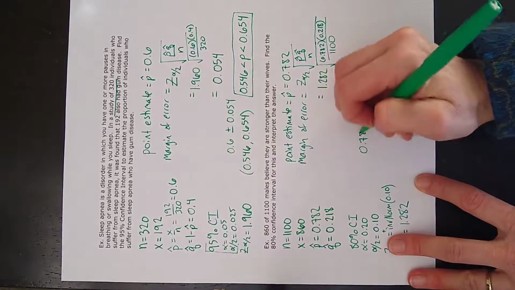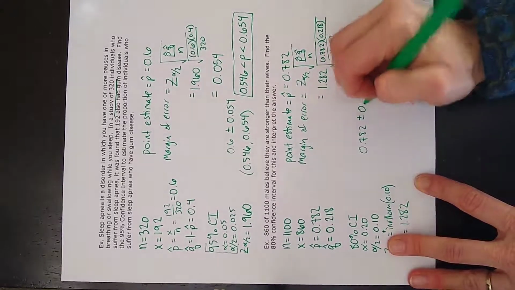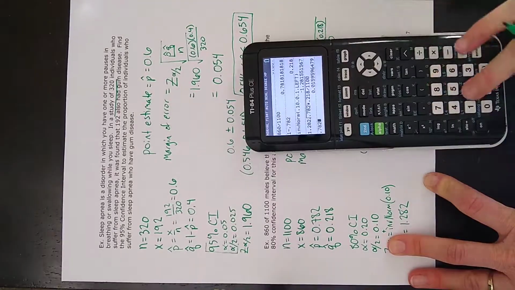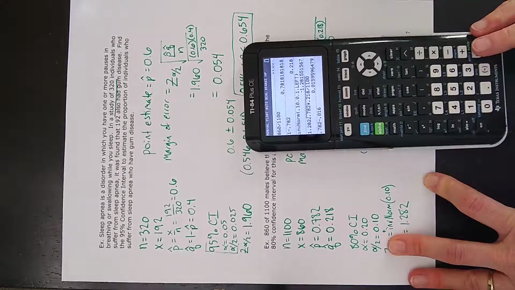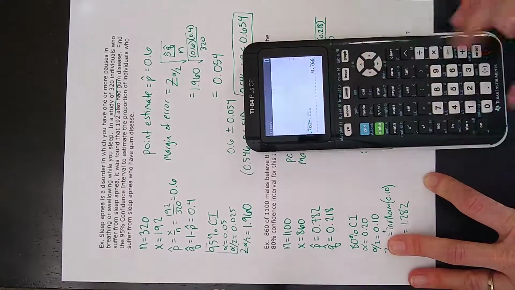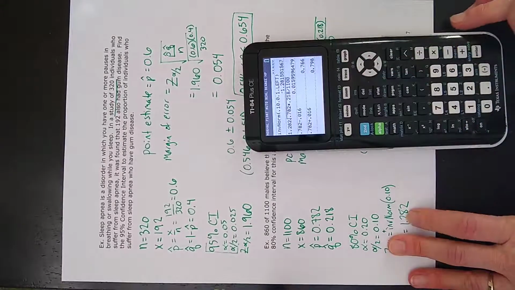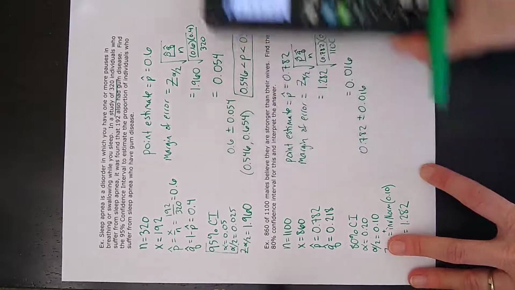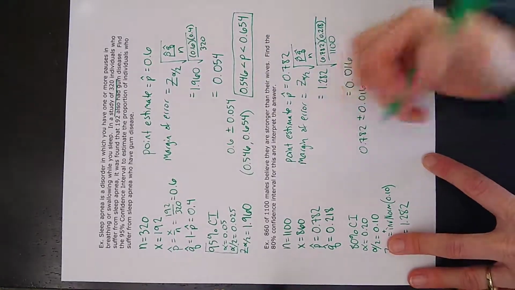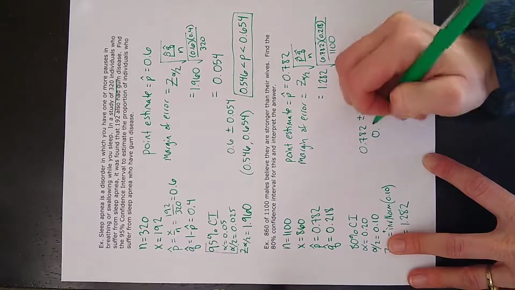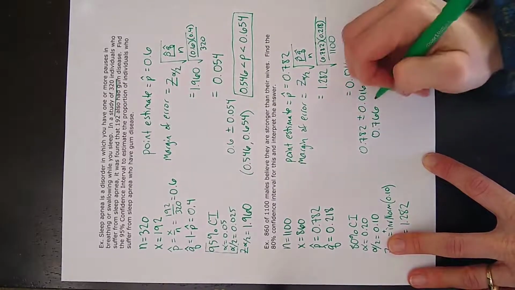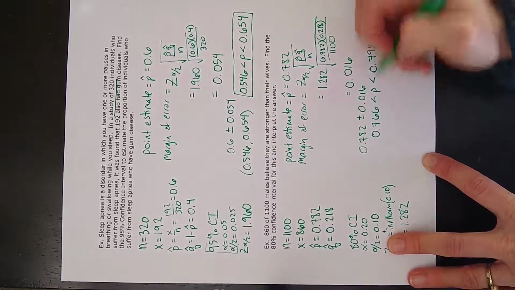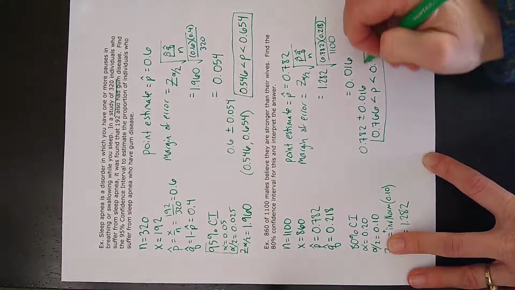So 0.782 plus or minus 0.016. So here are my upper and lower bounds. I'm not going to write the interval notation now. I'm just going to write the answer I want. 0.766 is less than P, which is less than 0.798. So that is my confidence interval.